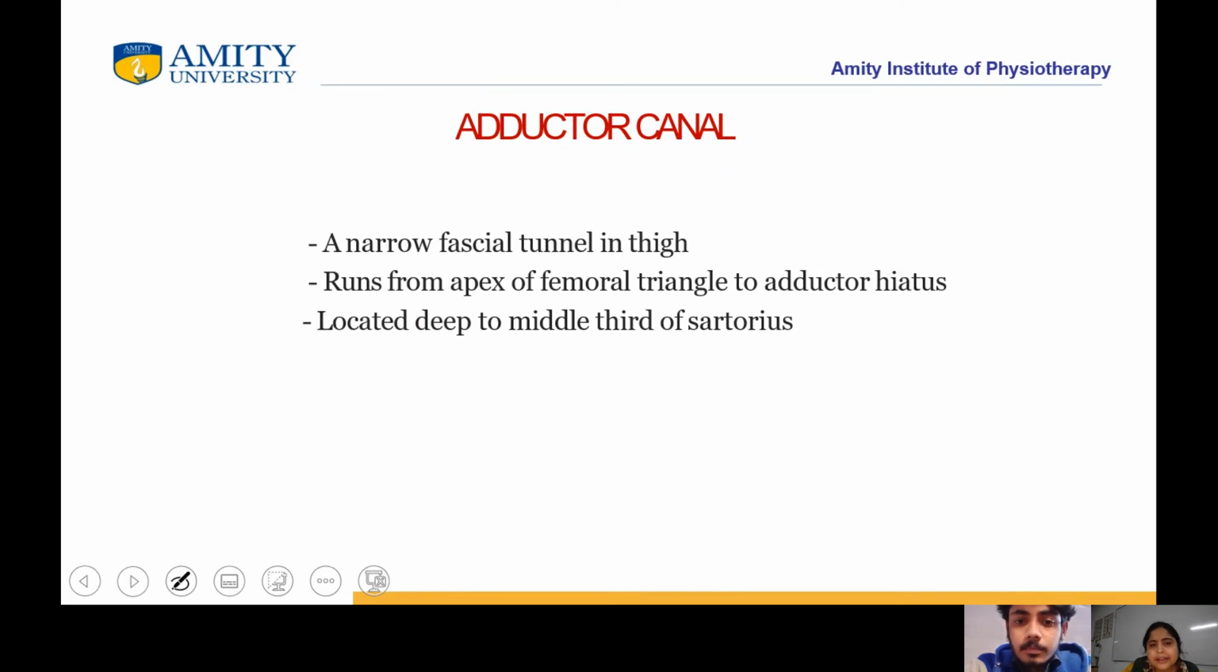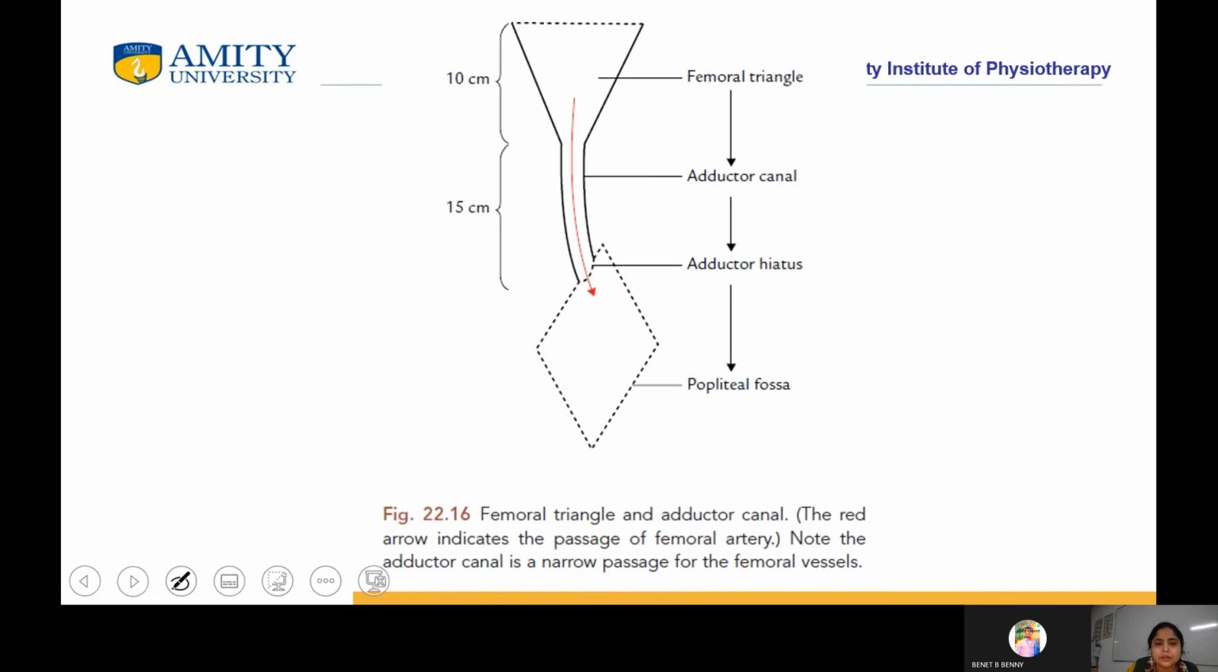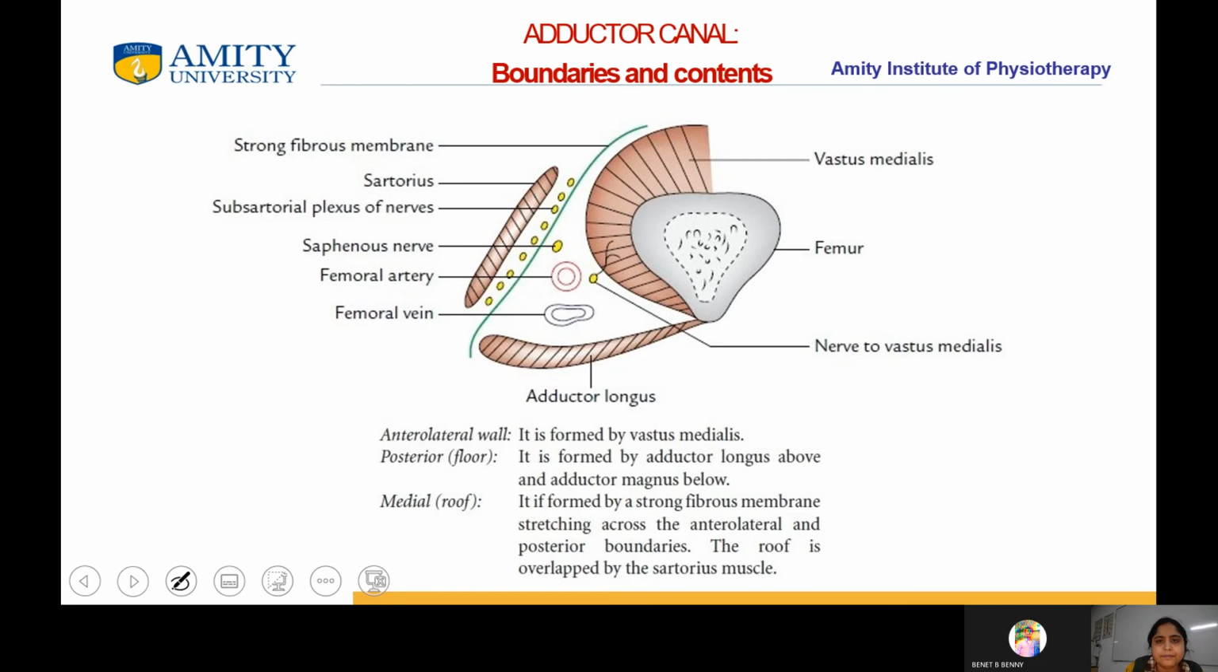Then we have the adductor canal, which is a narrow fascial tunnel in the thigh, running from the apex of the femoral triangle to the adductor hiatus, which is located deep to the medial third of the sartorius. Okay, so first there is the femoral triangle, then the adductor canal, then the adductor hiatus, and then the popliteal fossa.